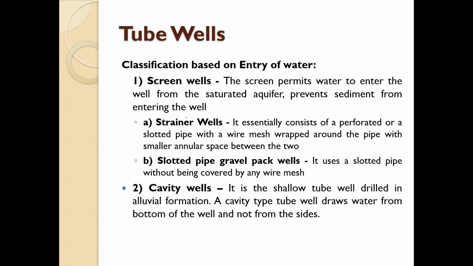Then second, in that there are two types, that is strainer wells. It essentially consists of perforated or slotted pipes with wire mesh wrapped around the pipe, with a smaller annular space between the two. And the second thing is slotted pipe gravel pack wells. It uses a slotted pipe without being covered by any wire mesh. So these are the basic two types of the screen wells.